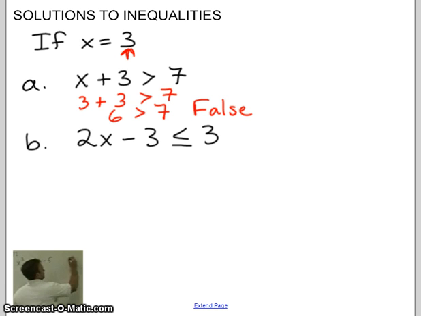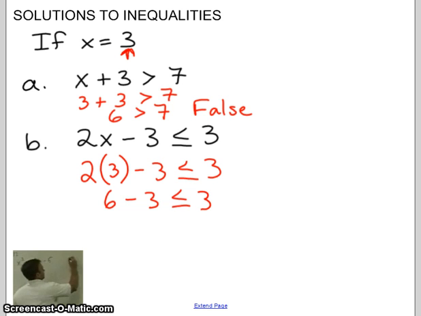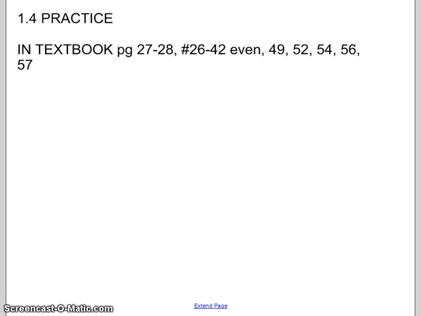Well, let's plug in 3 for our next one. 2 times 3 minus 3 is less than or equal to 3. A lot of 3's. 2 times 3 is 6. Minus 3 is less than or equal to 3. 3 is less than or equal to 3. That's true because 3 is equal to 3. Alright, go ahead in this section and try out a couple problems.